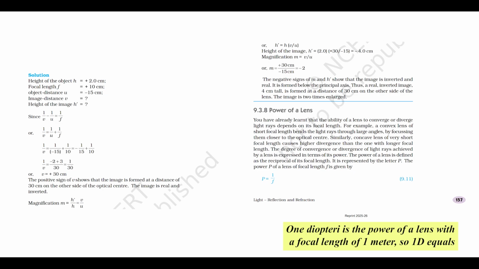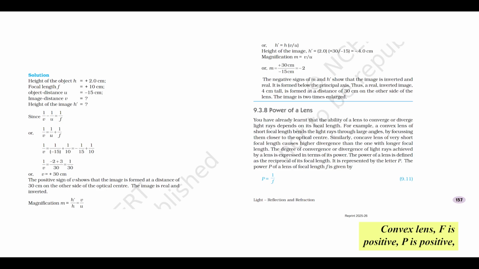One dioptre is the power of a lens with a focal length of 1 meter, so 1 D equals 1 m⁻¹. Crucially, to calculate power in dioptres, the focal length must be in meters. If you're given F in centimeters, convert it to meters first, divide by 100, before calculating P equals 1/F. Okay, P equals 1/F, unit is dioptre D, and F must be in meters. Got it.